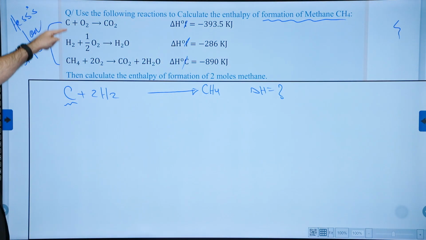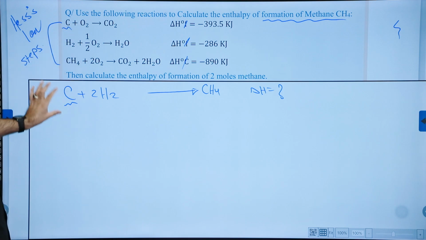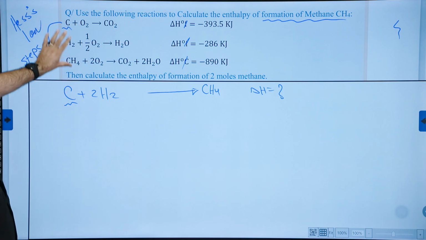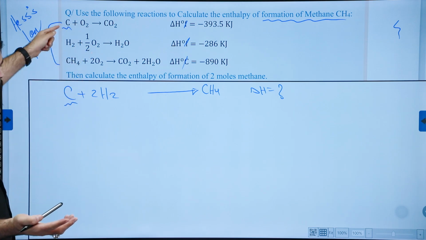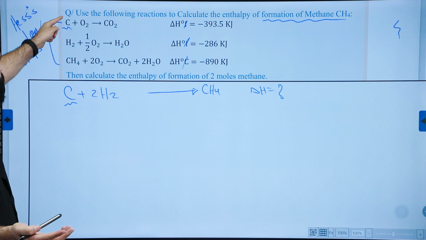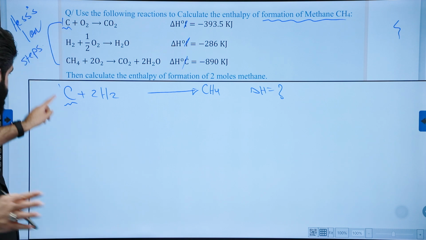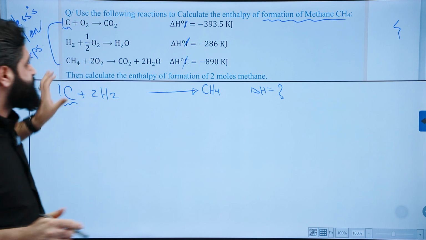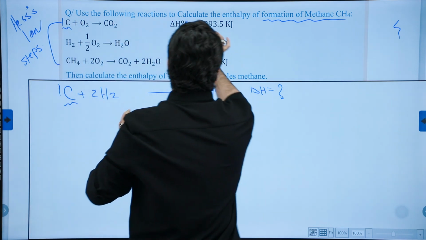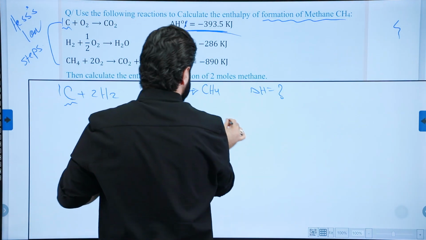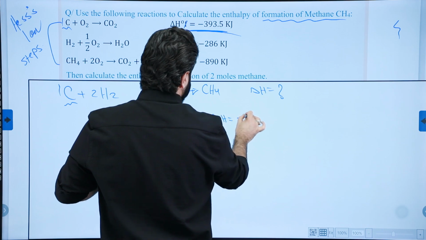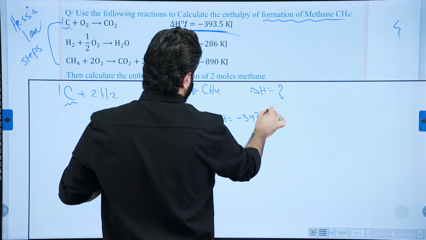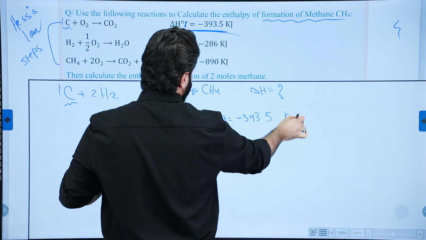And now, carbon. Which step is it in? In the first step, okay? Position: both are located at the reactant side. Position is okay. The number of moles is also the same, 1 mole, 1 mole. Good. So take the first reaction the same, take this value as it is. Delta H equals negative 393.5 kilojoules. This is for the first one.